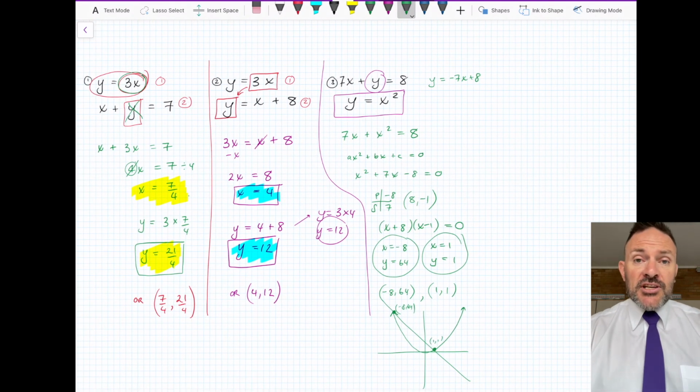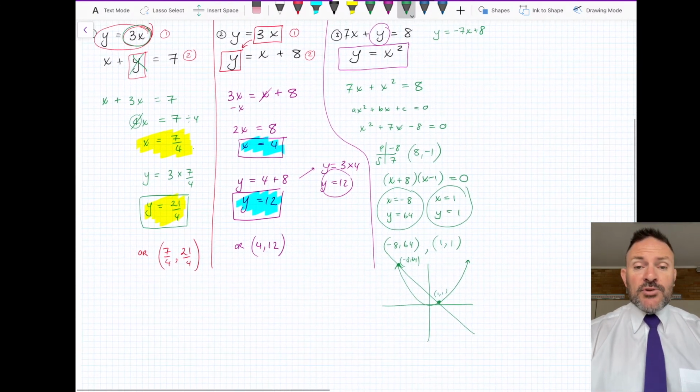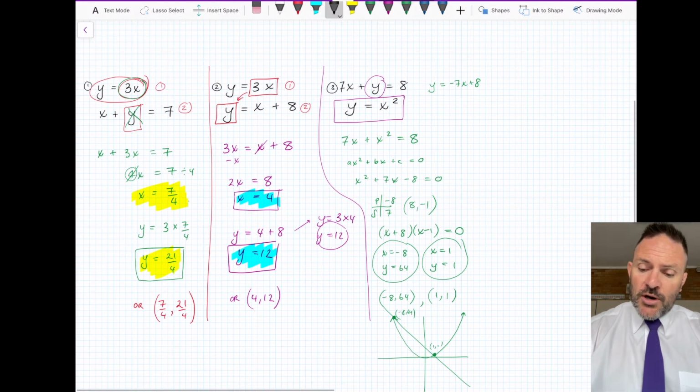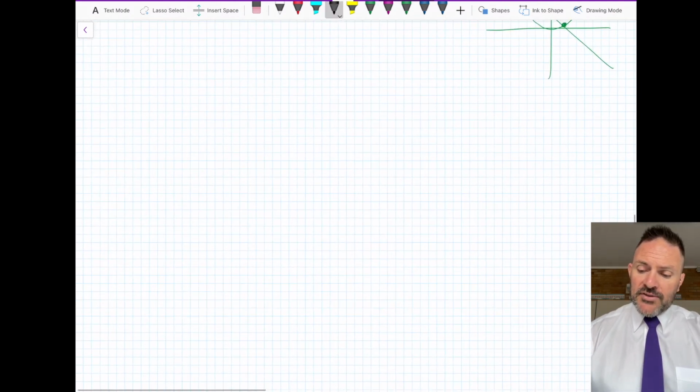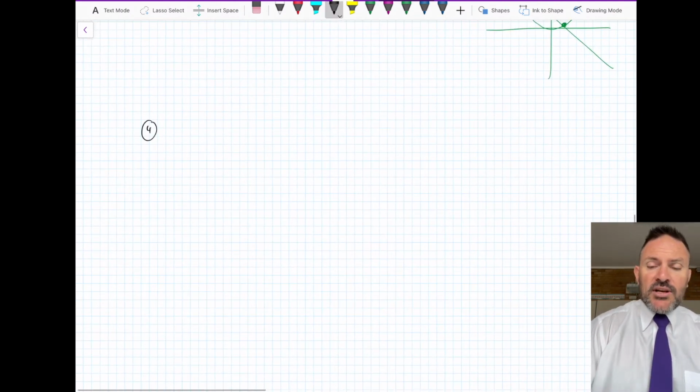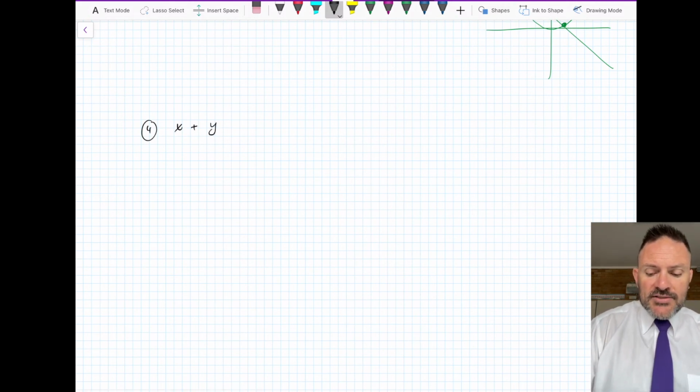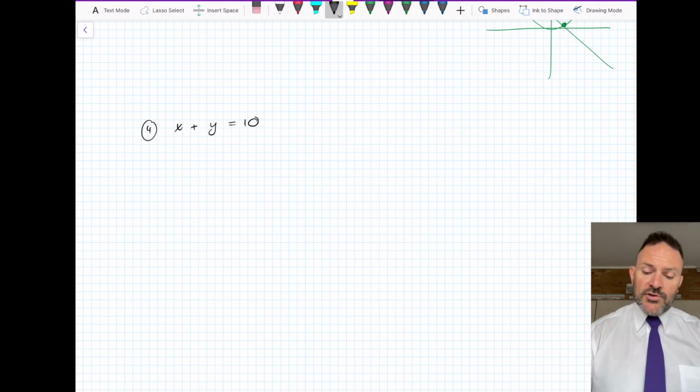Look, that's pretty much it, to be honest with you. It's 10 minutes of substitution. I think substitution for the most part is pretty easy. The only question I'd probably be cautious of that I haven't spoken about is this question here. Something like x plus y equals 10. I'm going to make this so it probably won't work too nicely.